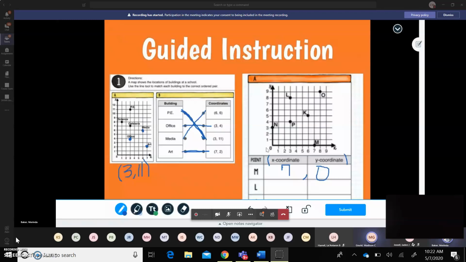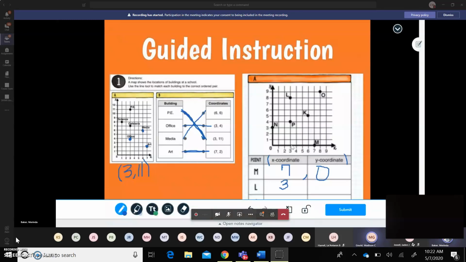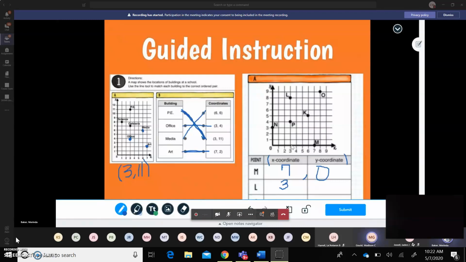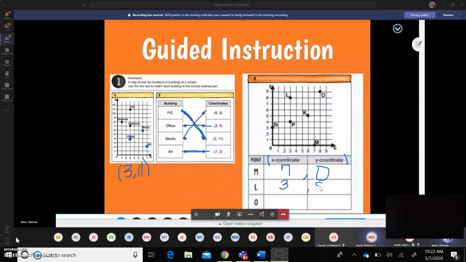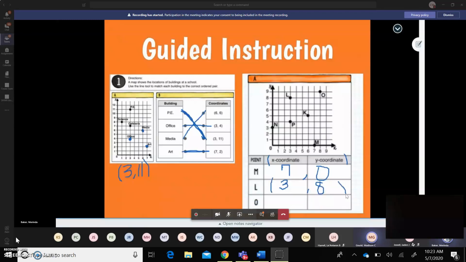Where do we start at? 0. So we got to start at our origin with 1, 2, 3 units. Okay, so 3 is our x coordinate. What's going to be the y coordinate? 8. Okay, let's see. 1, 2, 3, 4, 5, 6, 7, 8. Yep, so what's our complete ordered pair together? 3, 8. 3, 8. Yep, and now let's do our last one.